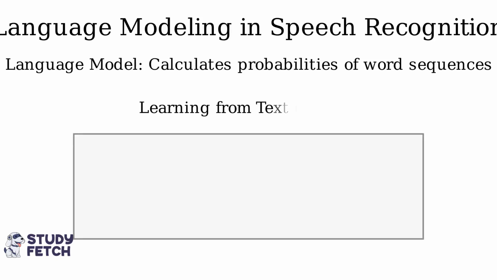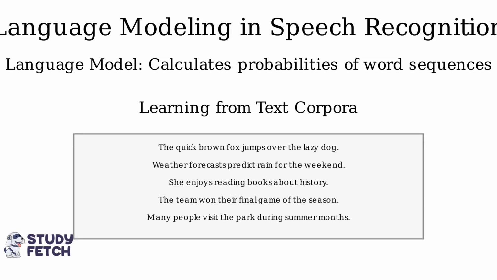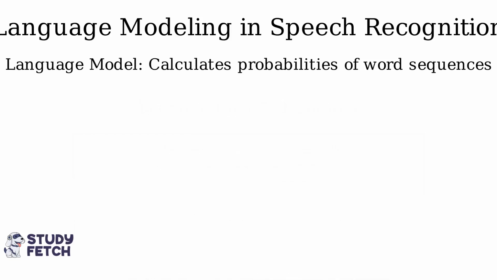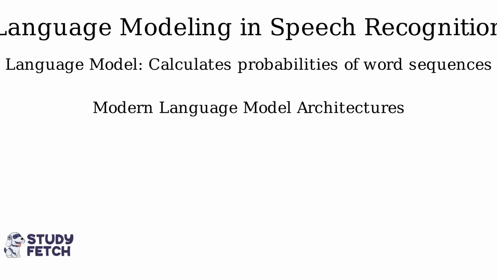Language models calculate probabilities based on grammar rules and statistical patterns learned from vast text corpora. By analyzing millions of text examples, the model learns which word sequences are common and grammatically correct. Modern language models use neural networks to capture patterns in language.